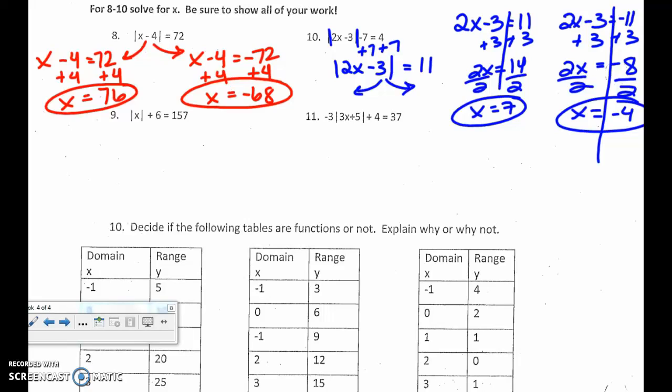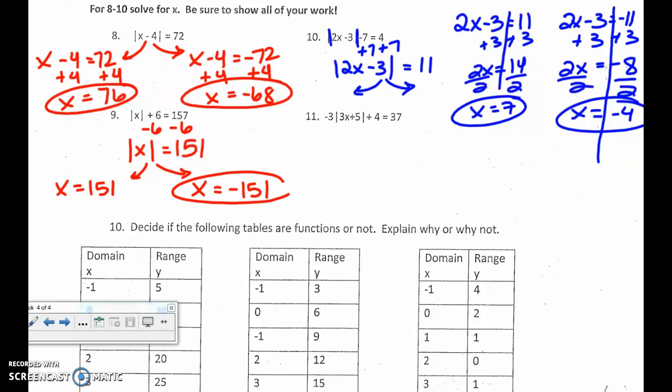All right. So for number 9, we still need to get that absolute value all by itself. So we still have to subtract that 6 from both sides. So we get absolute value of x equals 151. Okay, I can still split it up. x equals a positive 151 and x equals a negative 151. Look, I don't even have to solve. It's a 0 step.